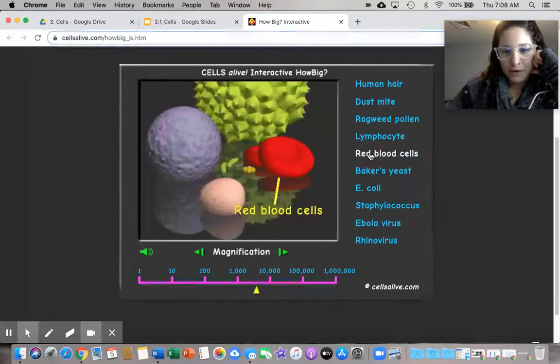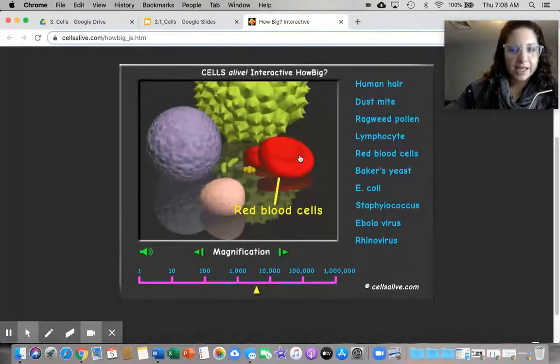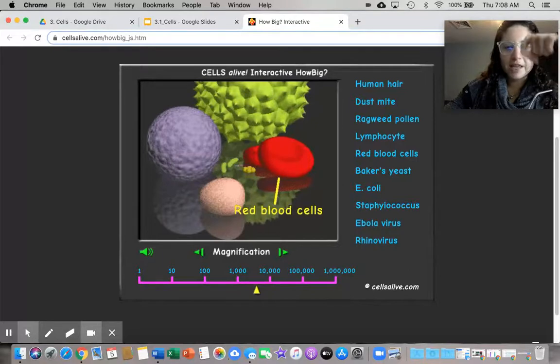Now, if we zoom in just a little bit more here, I'd say we're about 5,000 to 6,000 times magnification. These are your red blood cells. So notice they do have a slightly different shape. I call them kind of like a donut shape. So they're round, but they're pressed in a little bit in the middle, kind of like a jelly donut. So red blood cells, obviously in your blood, their job is to transport oxygen and carbon dioxide either to your cells or away from your cells.